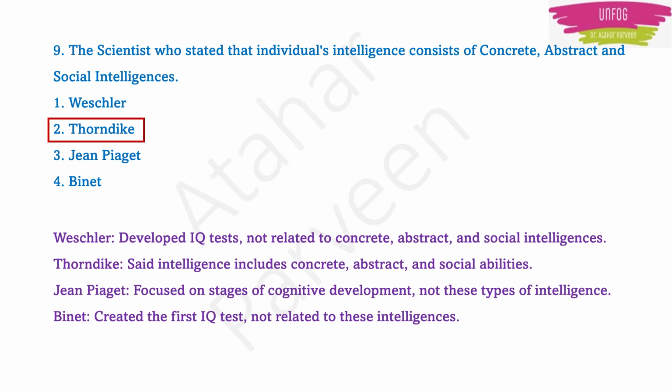The remaining two scientists: Jean Piaget focused on stages of cognitive development, and Binet created the first IQ test. So Wechsler and Binet are related to IQ test. Thorndike and Jean Piaget are related to intelligence and cognitive development. Particularly the person who used these words concrete, abstract and social abilities was Thorndike. So option 2 will be the correct answer. Okay.